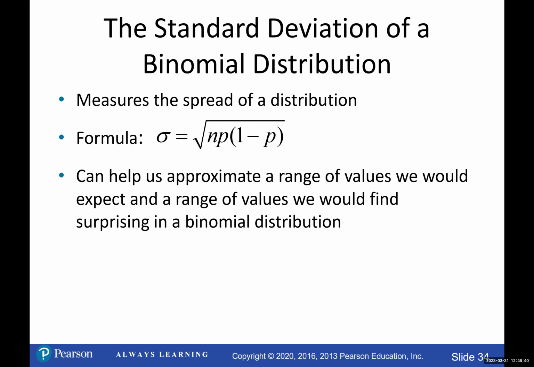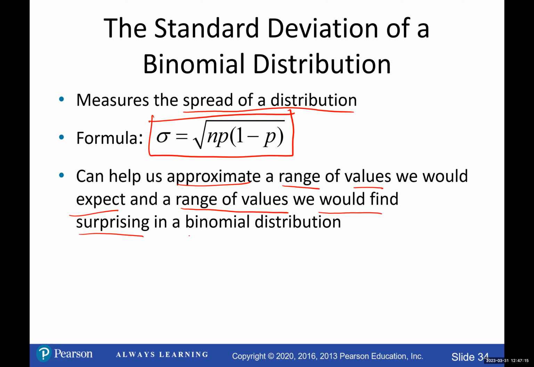Okay, what about standard deviation? It measures the spread of the distribution, and the formula is the standard deviation equals the square root of n times p multiplied by 1 minus p. Keep in mind that 1 minus p is the probability of failure, right? This can help us approximate a range of values we would expect, and a range of values we would find surprising in a binomial distribution.